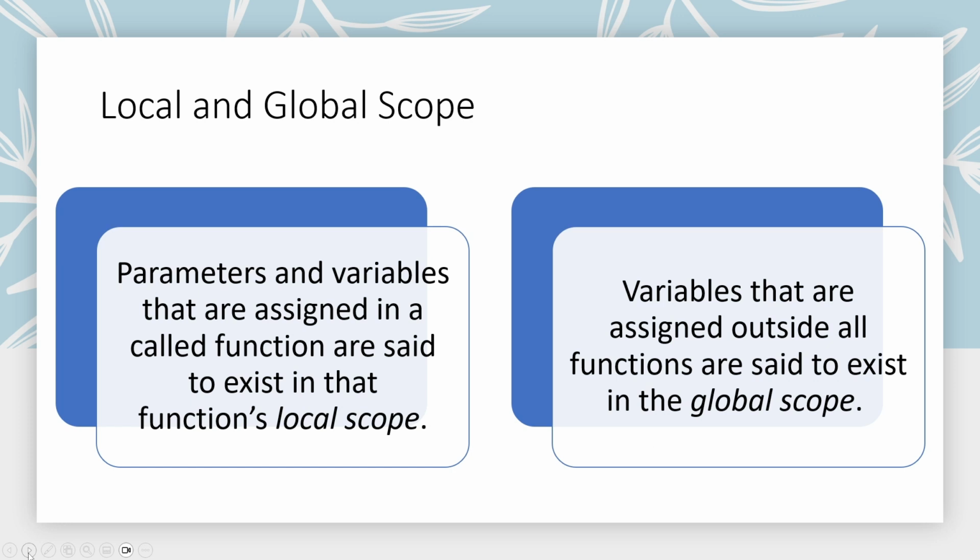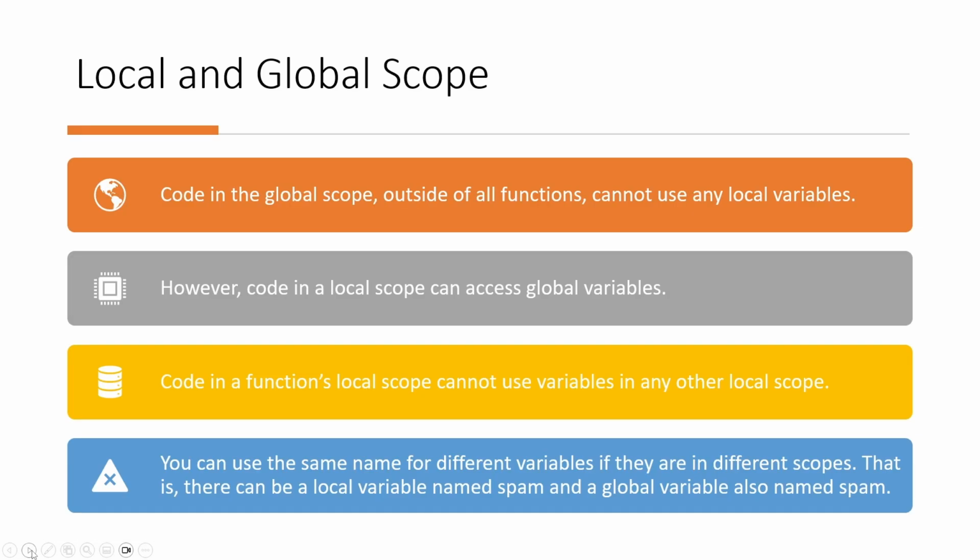Now the scope of the variables. Parameters and variables that are assigned in a called function are said to exist in that local scope. Variables that are assigned outside the functions are in the global scope. So let's take a closer look like this.